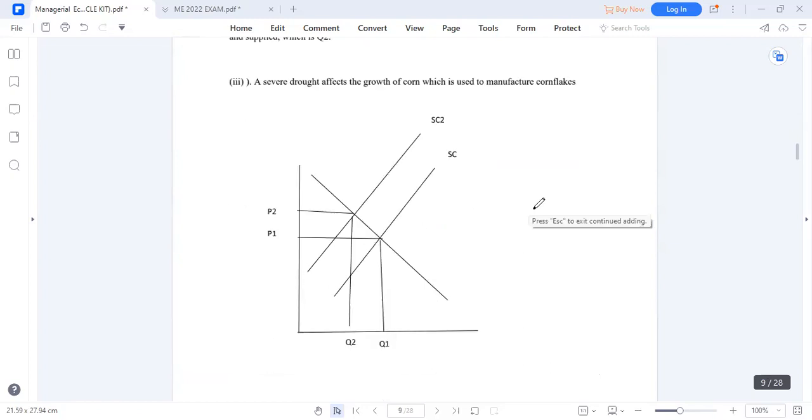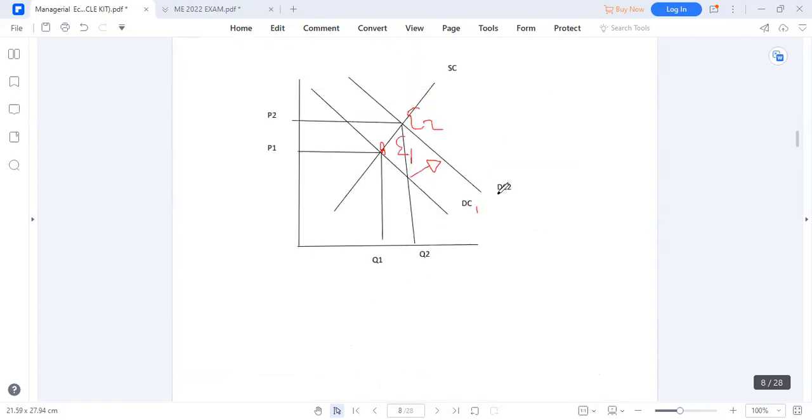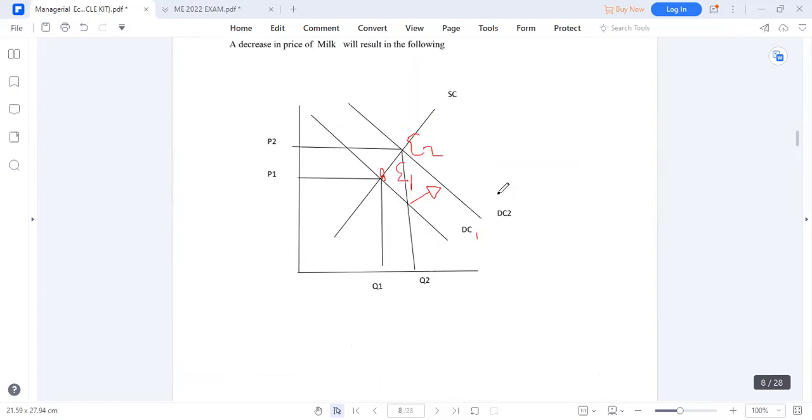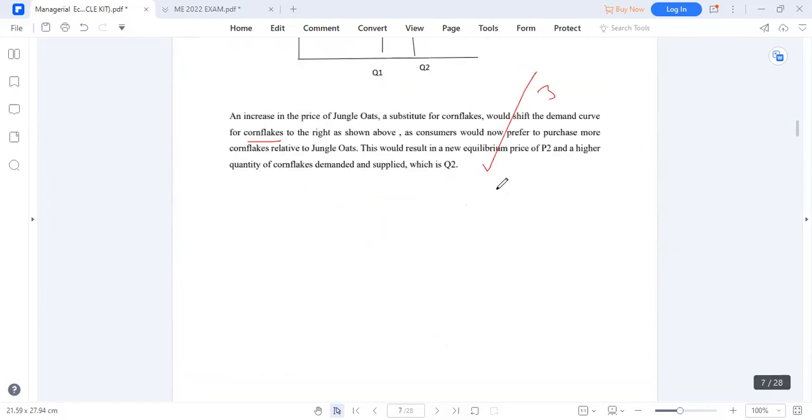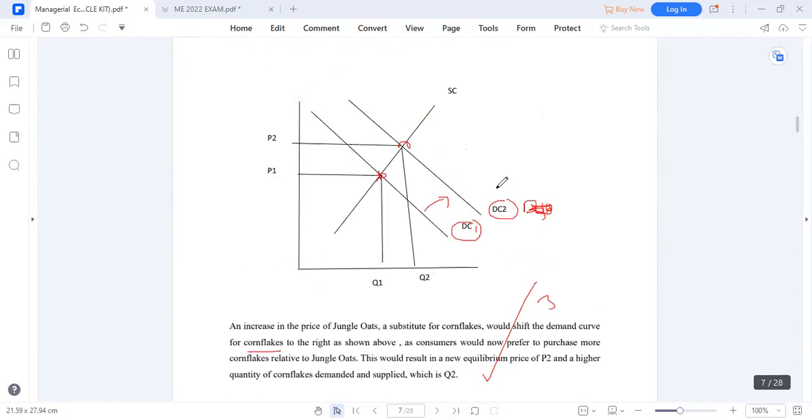The drought will... Sorry, just scroll up a bit. I want to confirm something. Again, up. Okay, you can go down. This supply function is constant, it doesn't get affected. All right. Okay.